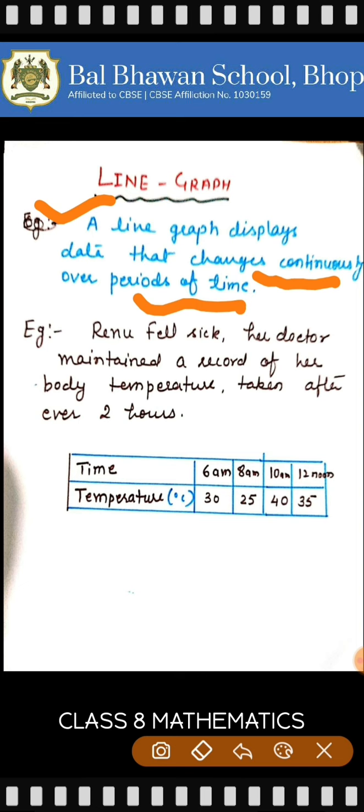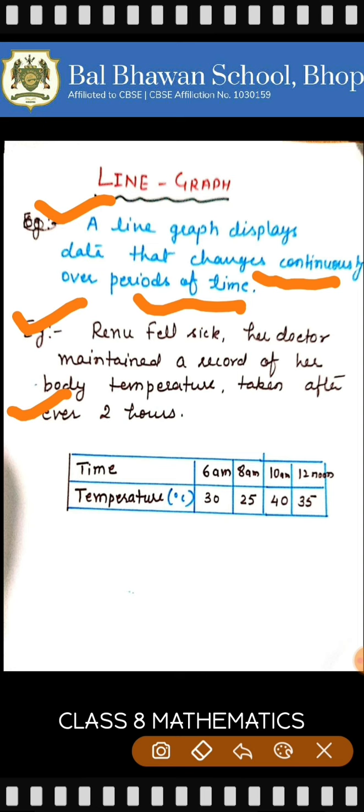Suppose some numbers are there which are changing after some period of time. So for that, when we plot the line graph, that is the most suitable visual representation for that data. I am explaining line graph through an example. Suppose Renu fell sick and her doctor maintained a record of her body temperature taken after every 2 hours. After every 2 hours, her temperature is recorded.